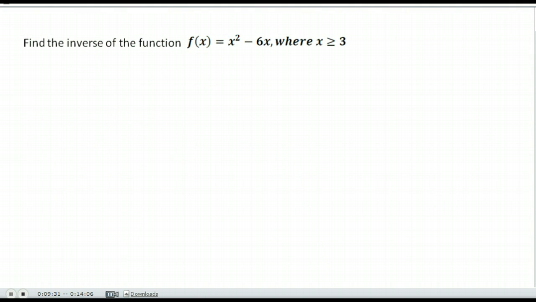And here's our last example. Now this one's a bit more complicated because it requires us to go a little bit out of our comfort zone. But we started the same way.